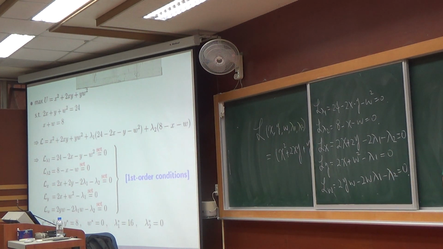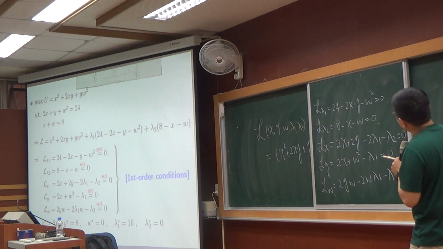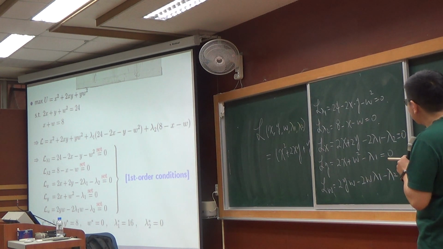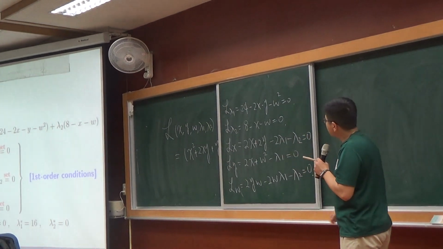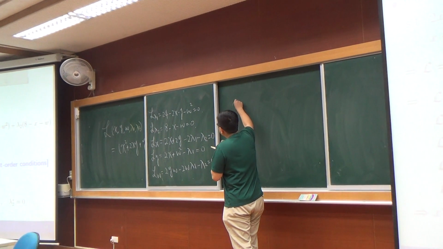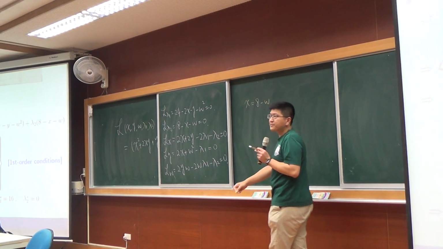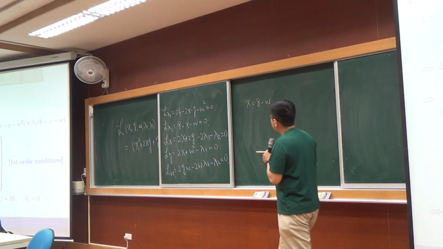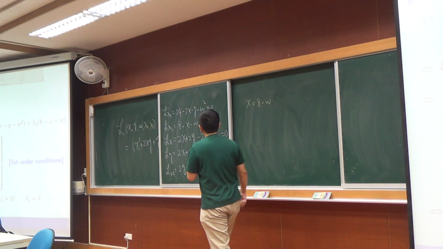Let me show you how to do that. It's actually, there is no definite way to do this. Just look at them, and which one was the simplest one? I would say the second first order condition. Okay? So let me do something like x equals 8 minus w, and replace it back into somewhere. Let me see, maybe the first one.